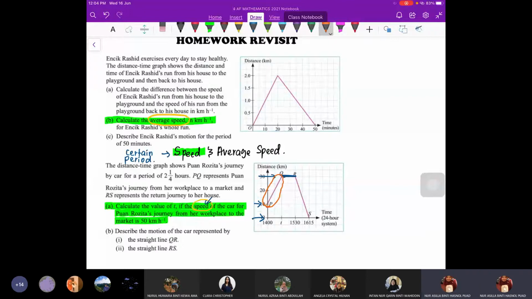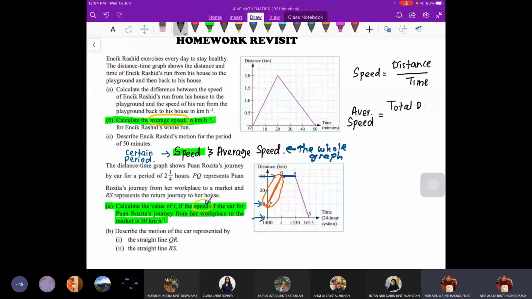Okay, while B, calculate the average speed. Average speed refers to the whole graph. Okay, so kalau kamu buat formula, speed will be equal to distance divide by time, while average speed will be total distance over total time.